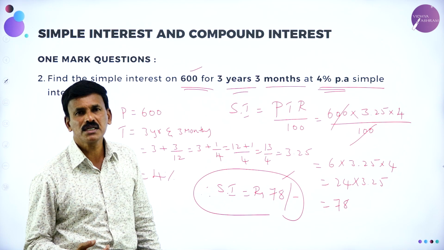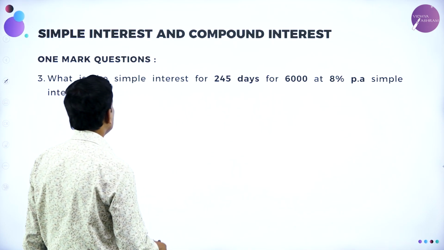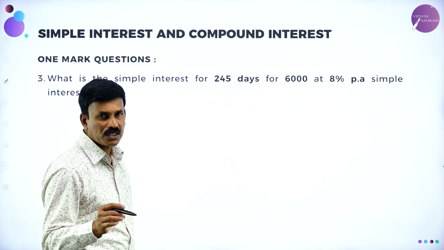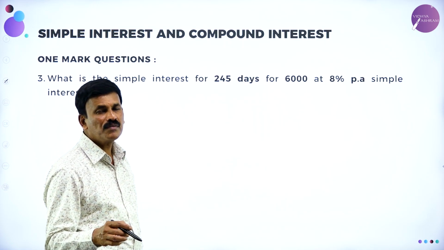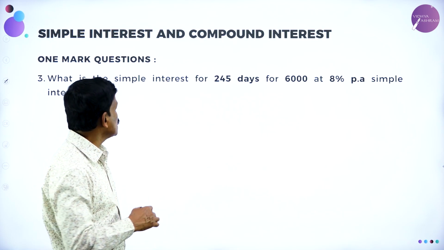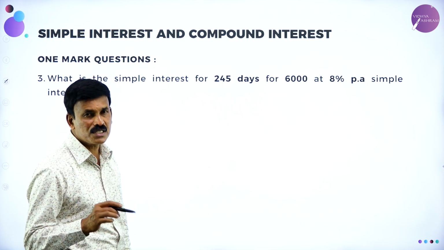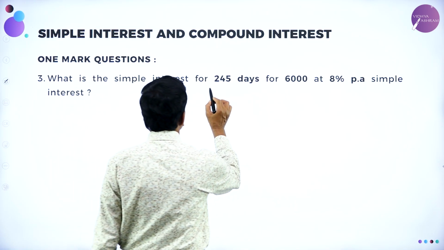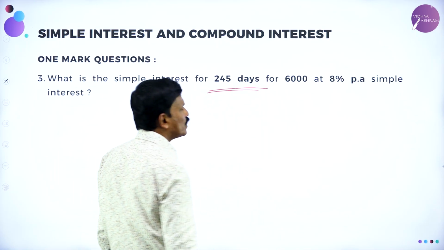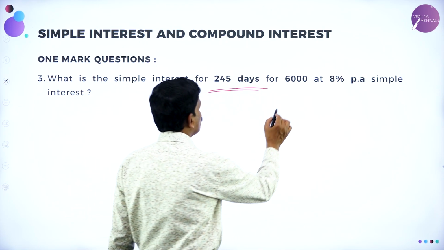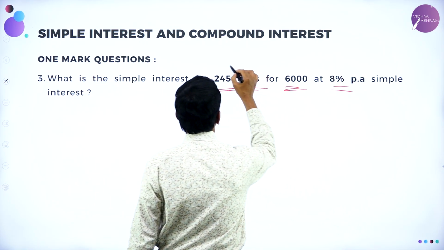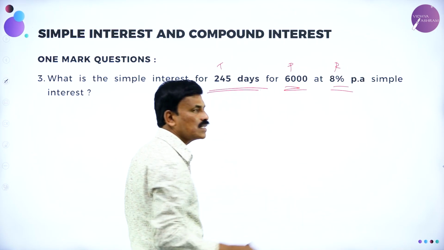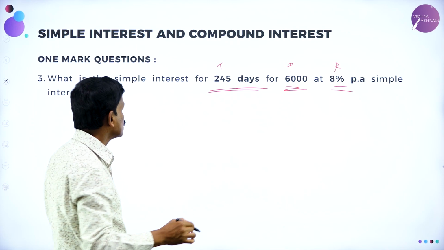Now, let us take a similar type problem. What is the simple interest for 245 days? See, in the first problem, number of years are given. In the second problem, number of years and the days are given. Whereas here, only number of days are given. See the difference. For 6,000 rupees, this is the principal and this is the rate of interest. So, the time is given, principal is given, rate of interest is given. What is required to find is the simple interest, very simple.